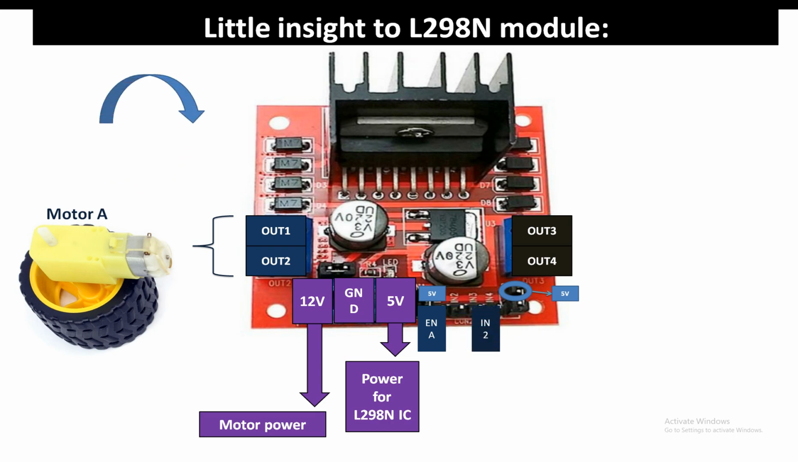If you give 1 to the IN2 pin, it will move in the opposite direction. But only one at a time. Either IN1 will be high or IN2 will be high. Both high means stop. Both 0 means stop.